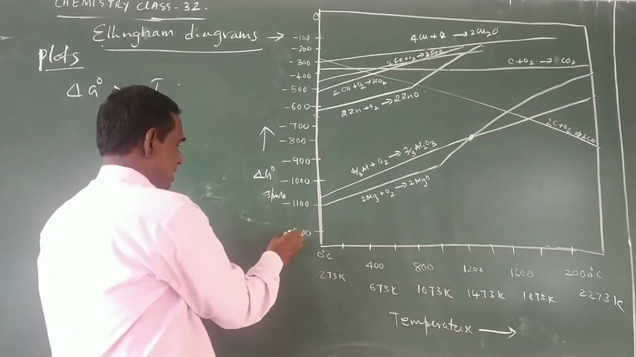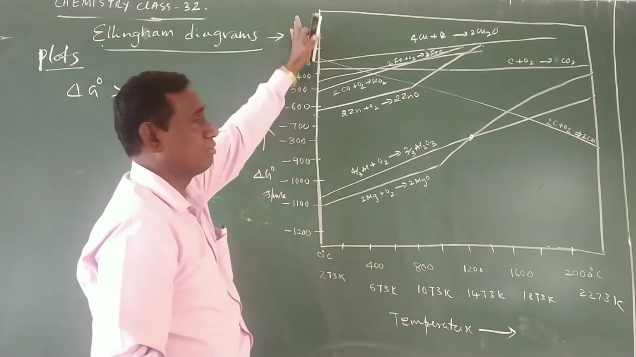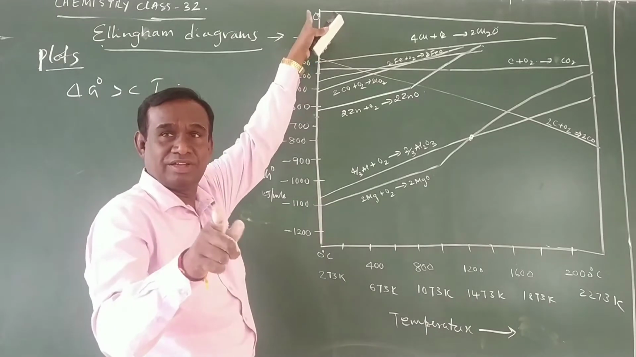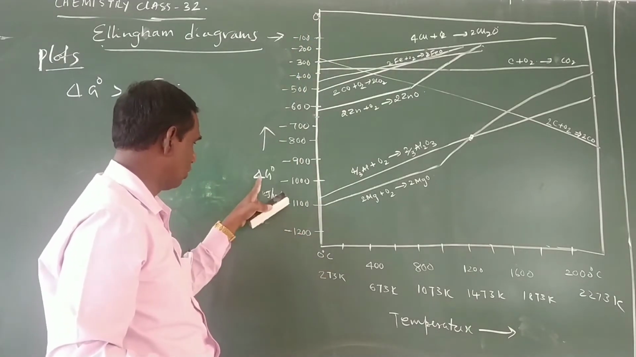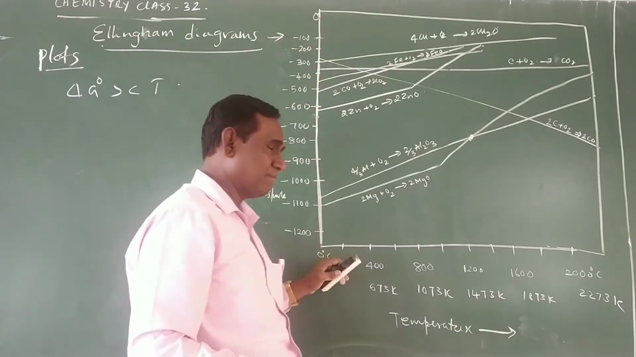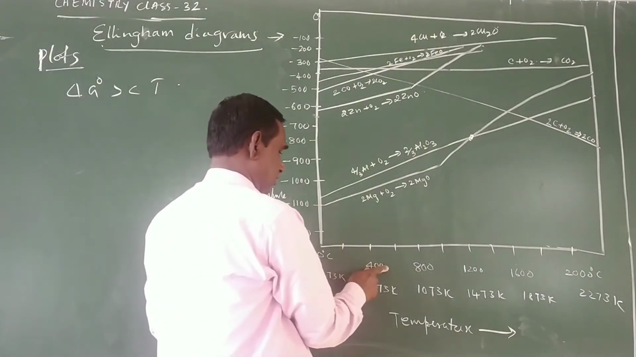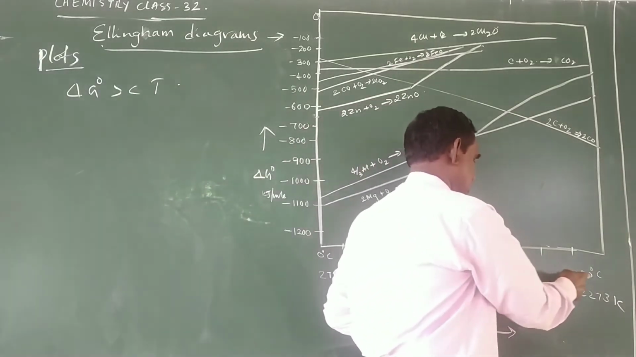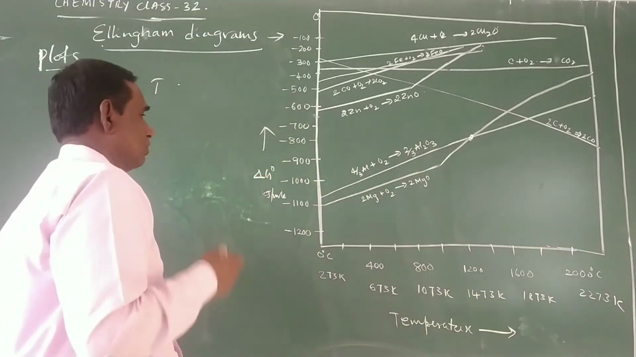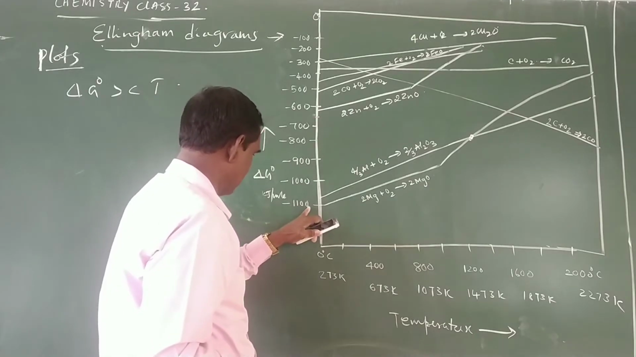So this is minus 200, minus 1200, like this, the delta G naught decreases. Minus 1200 is less when compared to 0. Remember, minus 1200 kilojoules per mole is less when compared to 0. And in this x-axis we have the increase in temperature: 0 degrees Celsius, 400, 800, 1200, 1600, 2000 degrees Celsius, or in Kelvin you can also write plus 273.